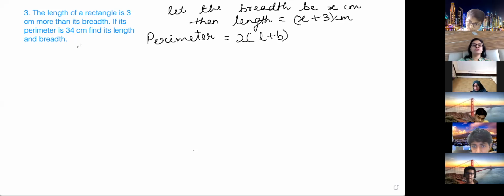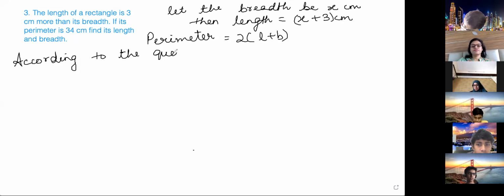Okay, put the values. Now, according to the question, give me the equation. What is according to the question? Please raise your hand and give me the equation. What will I write?